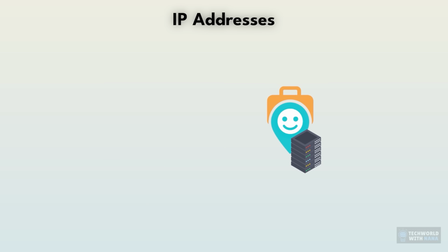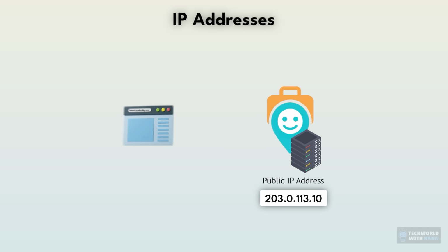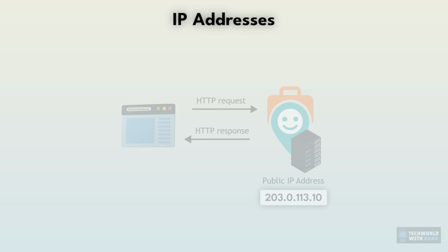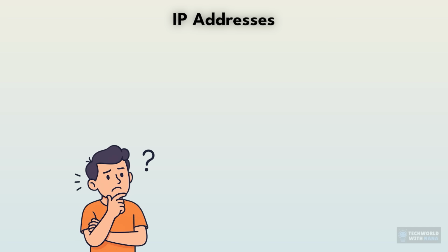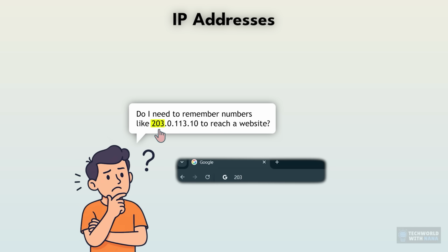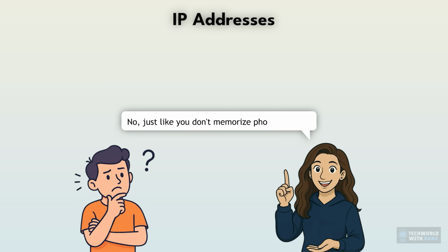So our jijgjg server got a public IP address, which looks like this. This means any device on the internet can send a request to this specific number and reach our server. Now, you may be thinking, do I need to remember numbers like 203.0.113.10 to reach a website? No, just like you don't memorize phone numbers anymore, we don't memorize IP addresses either.